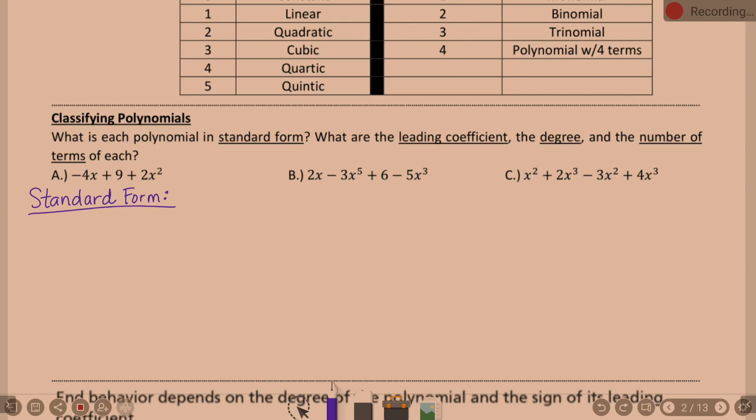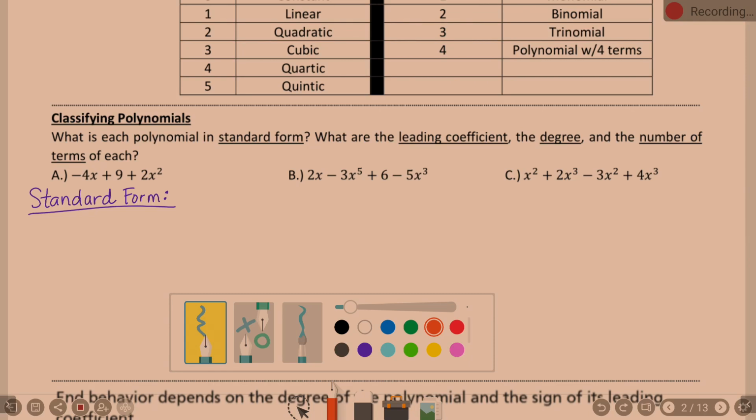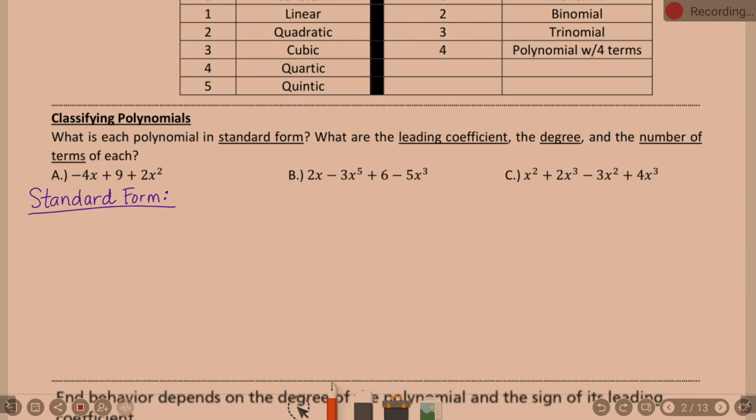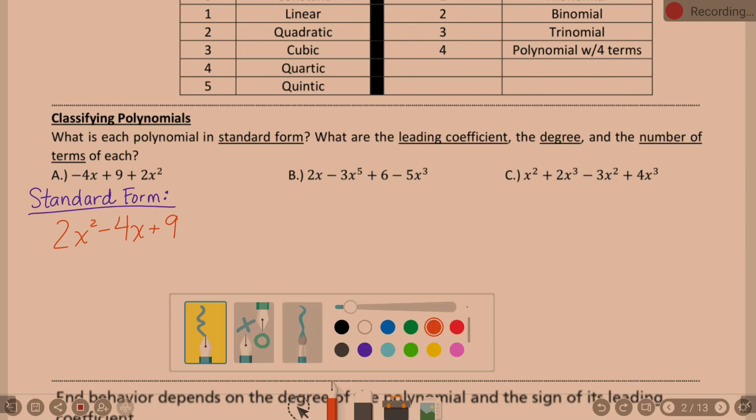Thoughts on standard form here? What do you think, Ian? 2x squared minus 4x plus 9. I agree. You guys agree with him? He said 2x squared minus 4x plus 9. Because what's that doing? It's going from highest power to lowest power. So x to the second, x to the first, and then no x would be x to the 0. So there is your standard form.